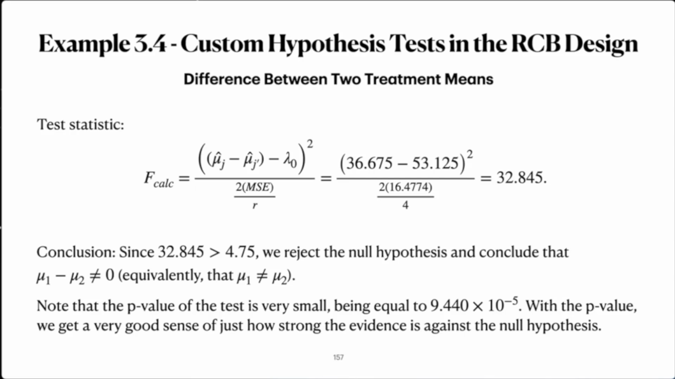And with this p-value, we get a very good sense of just how strong the evidence is against the null hypothesis. You'll recall that the smaller the p-value, the more evidence there is against the null hypothesis. And so while the hypothesis test really does not give us information about the magnitude of the difference between the two treatment means, it does give us an idea of the magnitude of the significance of the test.